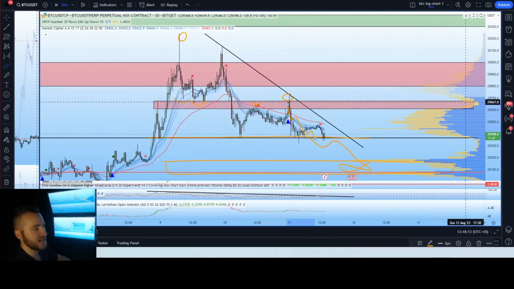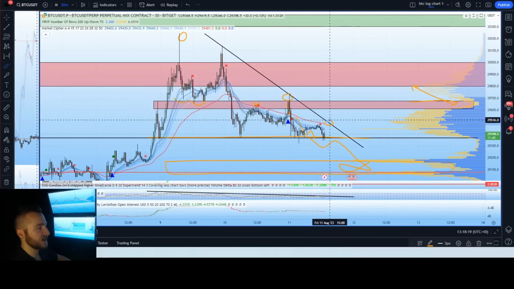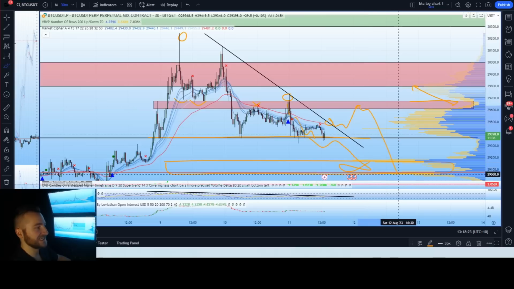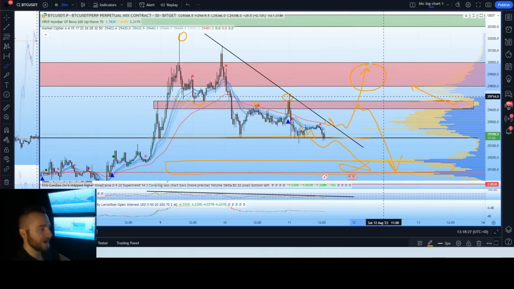If we look at the VRVP, we can see a gap here before we start building back up into resistance. Therefore, if we do break above this trend line, we're likely to see a push back into this resistance before we reject and continue downwards, or break up and retest this zone one final time. So again, short-term price action, I'm not really expecting anything more to develop.